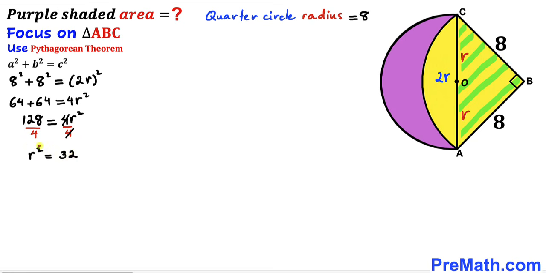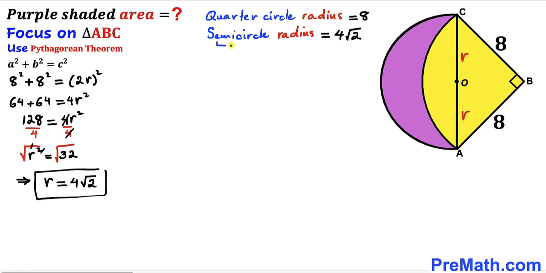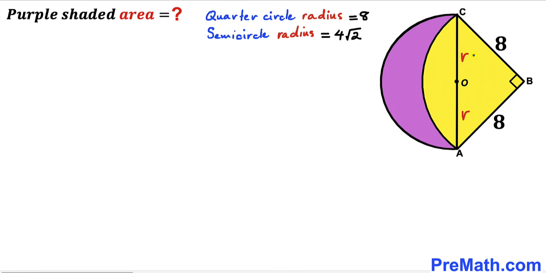Now I am going to undo this square by taking the square root on both sides, and here we can see square and square root undo each other. So our radius r is going to be equal to 4 times square root of 2 units. Therefore, our semicircle radius turns out to be 4 times square root of 2 units. So this radius r is 4 times square root of 2, and likewise this radius r is 4 times square root of 2 as well.